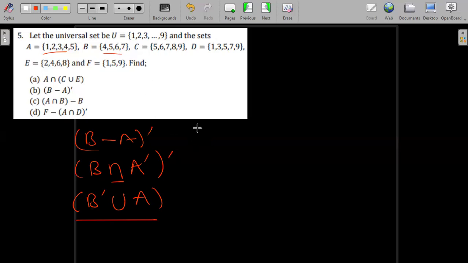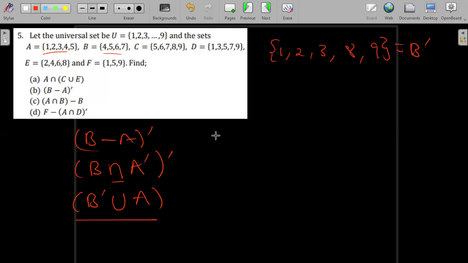And B complement intersect A. For B complement, these are all elements that are not in B but sit in the universal set. So the set B, you can see it's here, it's 4, 5, 6, and 7. So meaning what is not in B but is in the universal set? That is 1 is in the universal set but is not in B. 2 is in the universal set but not in B. 3 as well. Then the next ones are 8 and 9. So these numbers make up B complement.